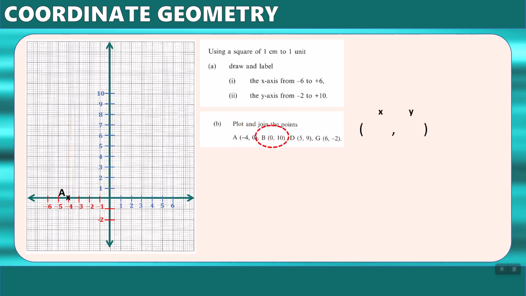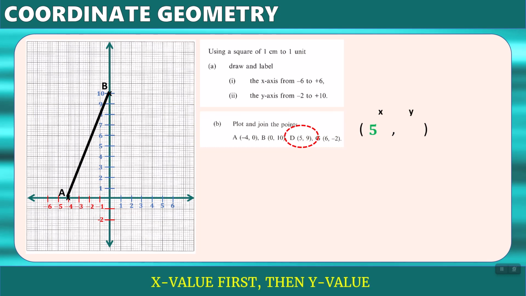And now let's move on to point B. Point B is located at 0. Here's 0 on the x-axis, and 10 is the y value. This means we go up 10 spaces, and that is our marking. We put an X there, and that is point B. And that is done. We have 2 points. Now we're going to join A and B, and we get that out of the way. Now let's look at the next point, point D. Point D is located at 5. That's the x value first.